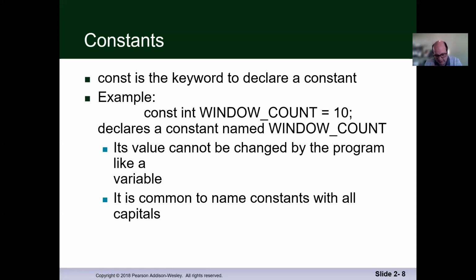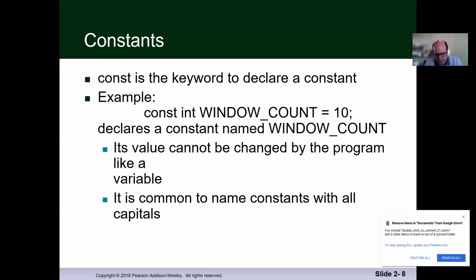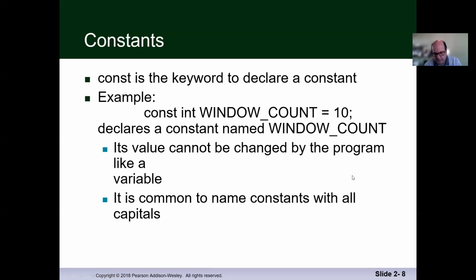Another thing about the constant is that nobody can change the value of a constant elsewhere in the program. So if I define window count or retired age, and somebody jumps into the middle of the program and sees this variable and tries to change its content, it doesn't let you do it. So it has to happen in only one place, and you can only change it in one place.